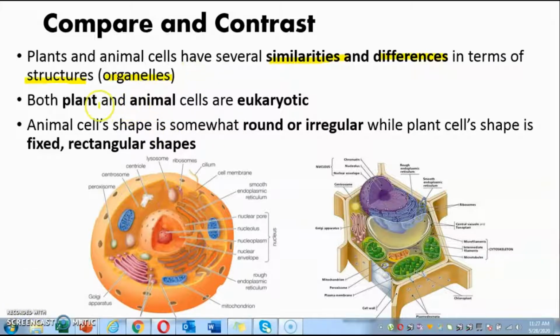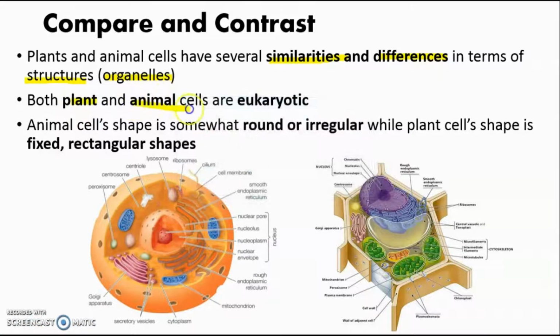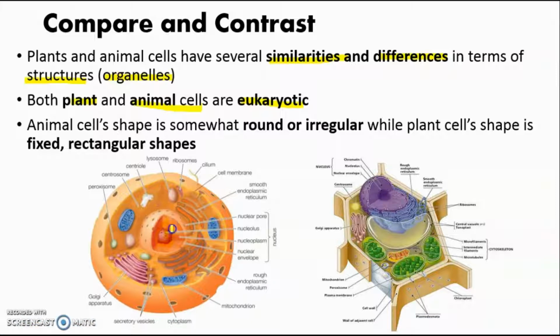Now, one of the obvious similarities between plant and animal cells is that they are both eukaryotic cells, meaning their organelles are enclosed in a membrane. Especially their nucleus, which is at the central portion of the cell, is enclosed in a nuclear envelope. So that's one characteristic of a eukaryotic cell.